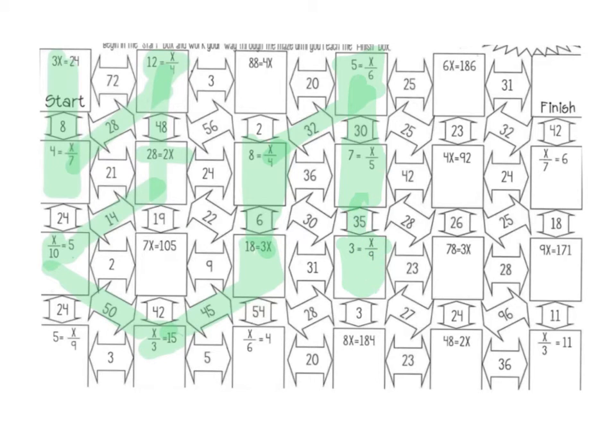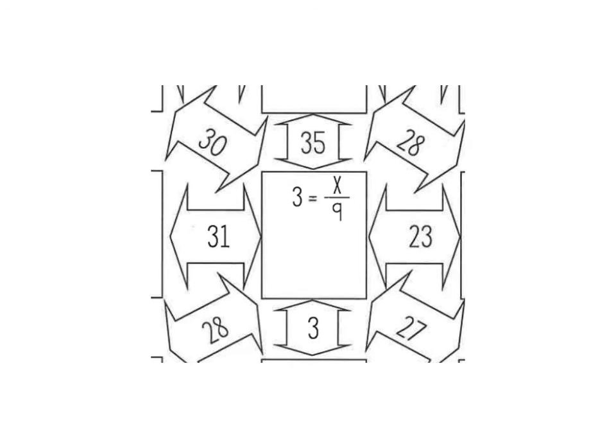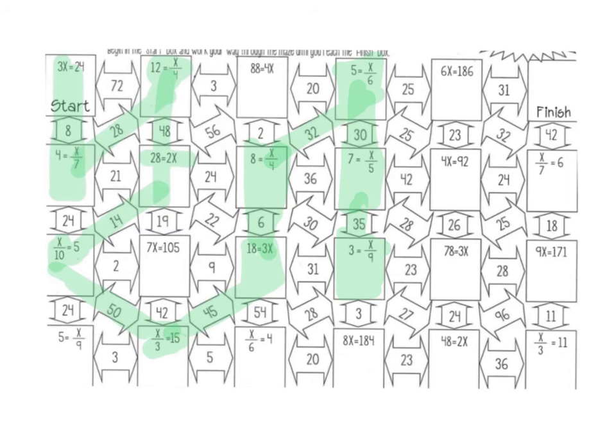Our next one should be x over 9 is equal to 3. To solve this one, we're going to get x by itself, so we're going to do the inverse of dividing by 9. We're going to multiply by 9. If I do it to the left, I'm going to do it to the right. I get 27 is equal to x. So we are going down and to the right.